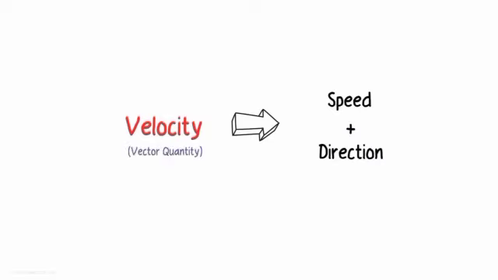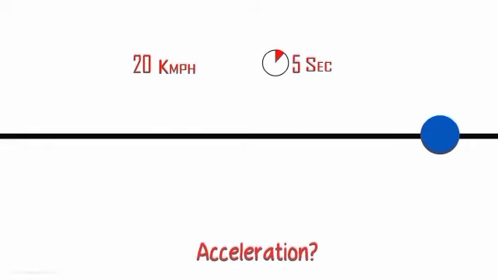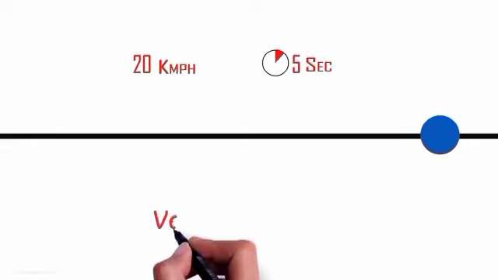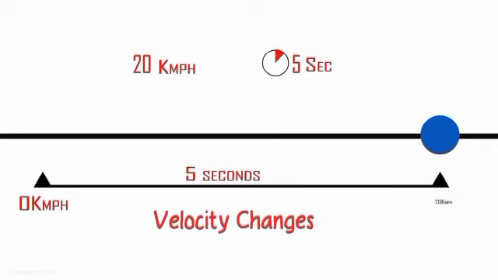Why is this important? Let's say a body moves from rest and reaches a velocity of 20 kilometers per hour in 5 seconds. Will acceleration be involved here? Yes, because the velocity is changing. It was 0 initially, and at the end of 5 seconds, it's 20 kilometers per hour.